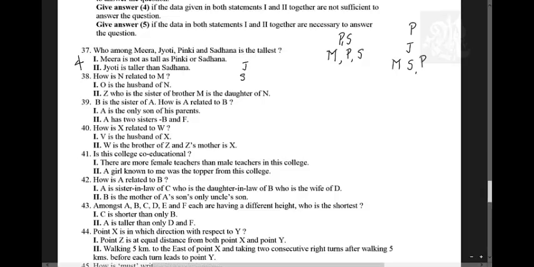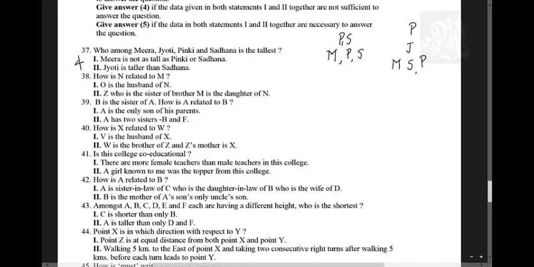Are we clear? So you look at them individually. This is an area where you have high speed and a miserable accuracy. Very low accuracy. So don't be in a hurry. Just follow these rules. Look at first statement alone. Look at second statement alone. Then try to merge it. And even then if you don't get the answer, then mark cannot be determined. Let's move ahead. Next question.